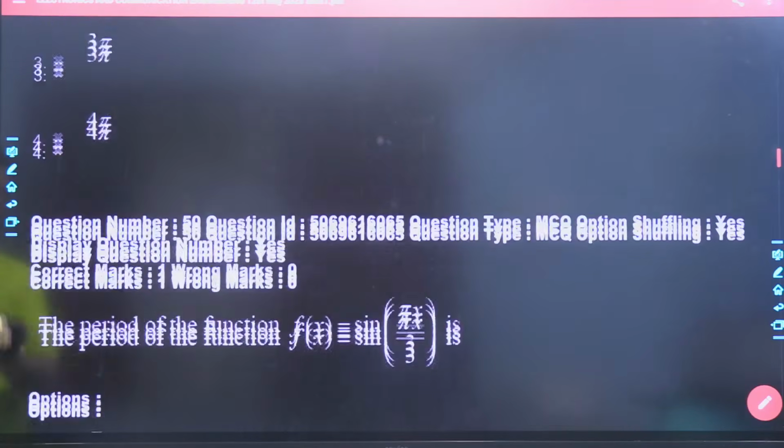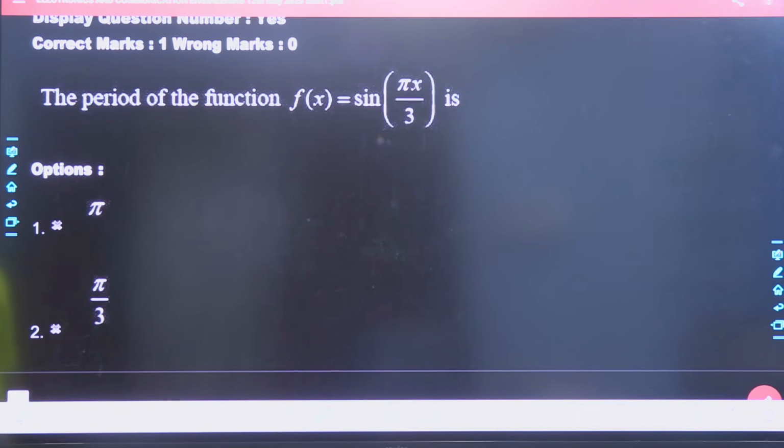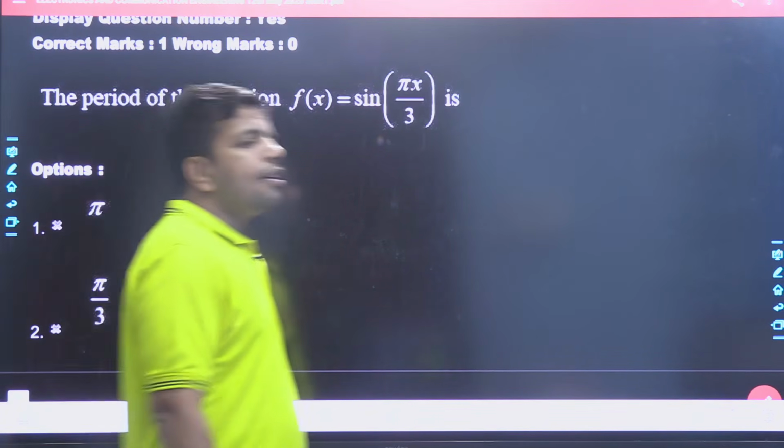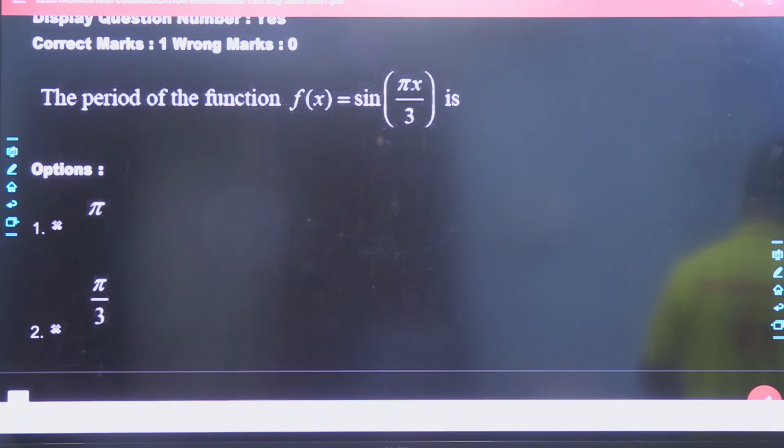Let's move to the last question. The period of function fx equals sine pi x by 3. We need to find the period of this. Okay. So let's see how we can find out the period of this.